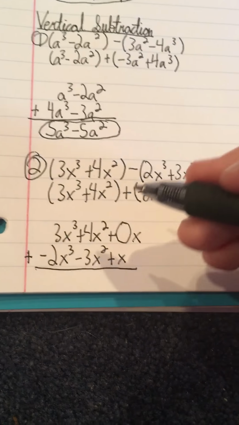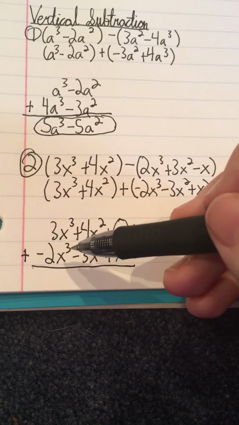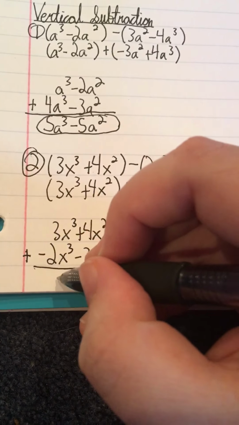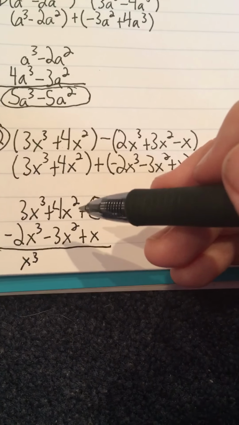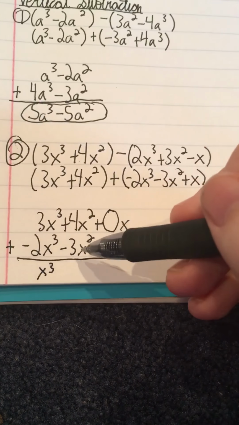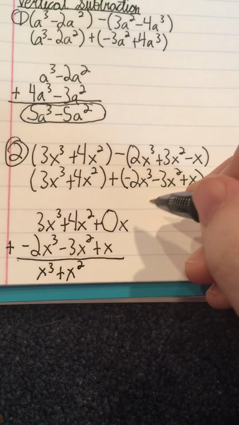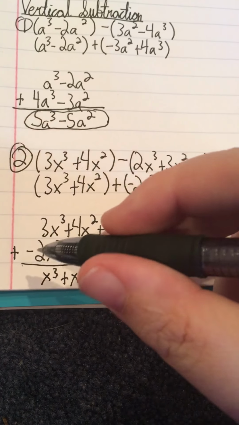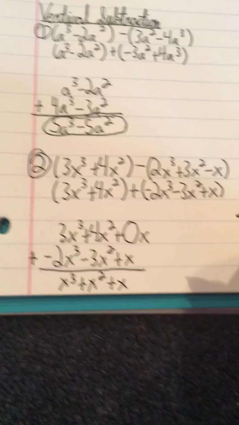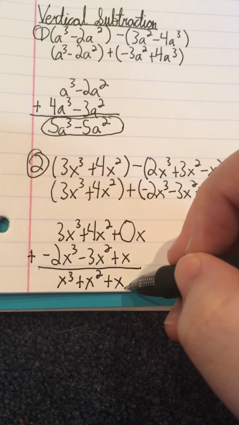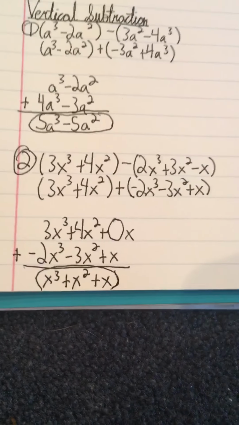We're adding now. So 3x cubed plus a negative 2x cubed gives us x cubed. And then 4x squared plus a negative 3x squared gives us a positive x squared. And then 0x plus x gives us a positive x. Check that there's no like terms. There's not. So this is our final answer. And that's it for today.